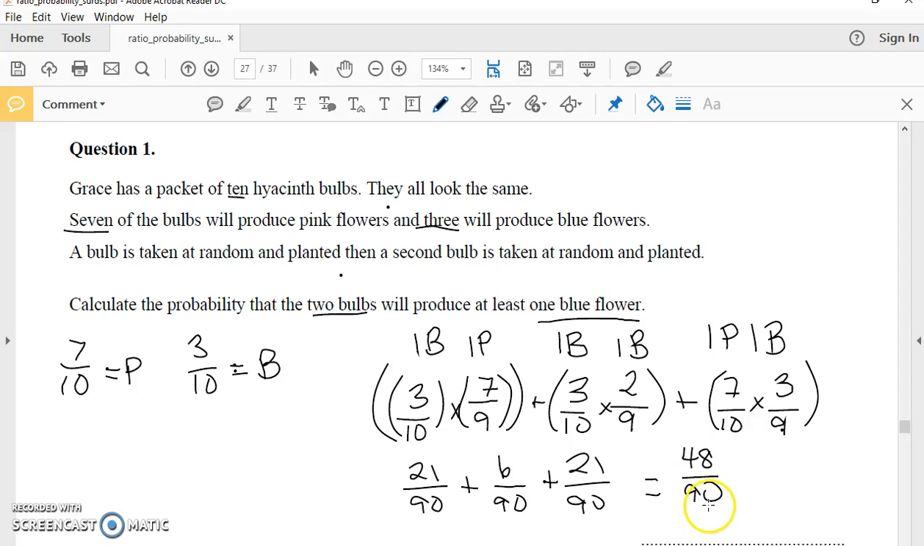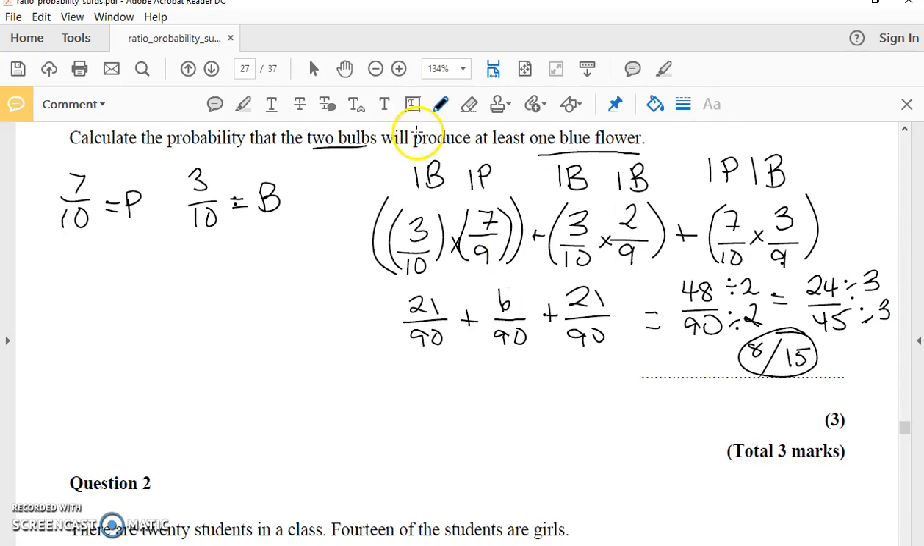Now, if I look at this fraction, can it be simplified? Yes, it can. So remember, when you're simplifying fractions, easiest way to do it is just divide by 2 and then see if you can divide by 2 again. So that gives me 24 over 45. And if I look at that, 24 and 45 are both divisible by 3. Which leaves me with 8 over 15, which is my final probability. Okay? So again, I found out what my chances are that all my outcomes that are going to fit that scenario that I'd like.